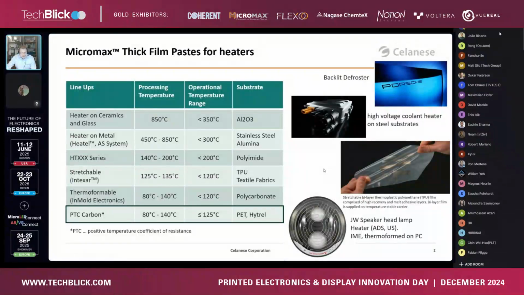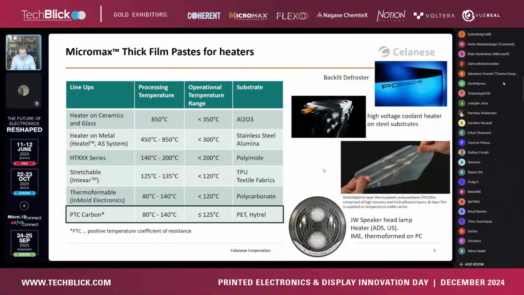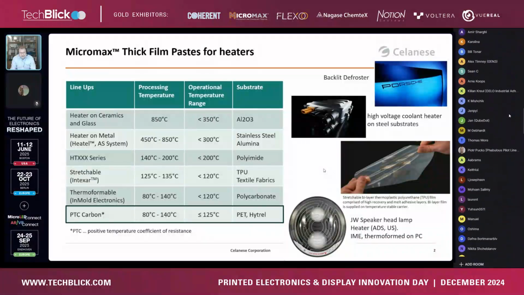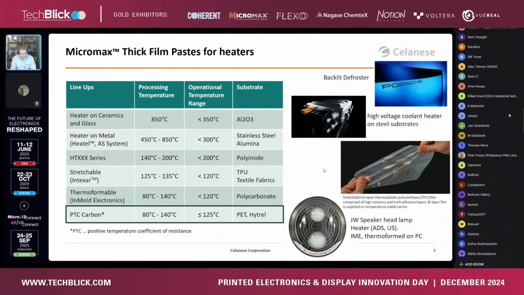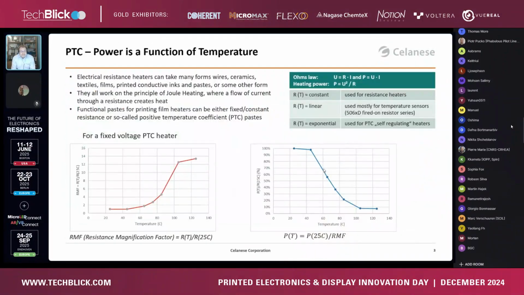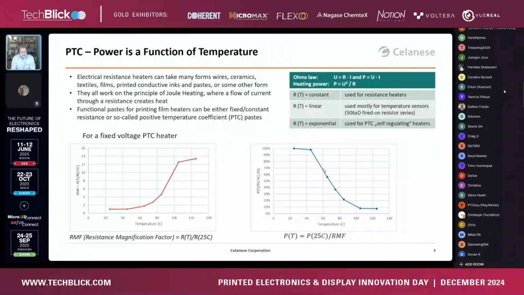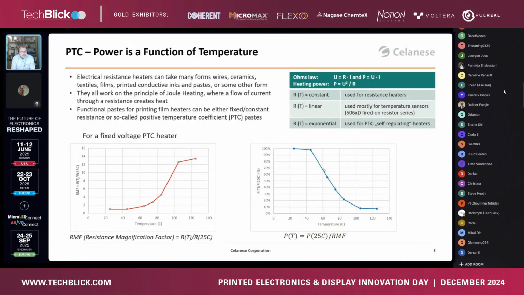And then we have had PTC carbon heaters for quite a while, but in the beginning we only had one, and then we got a high number of requests, and then we started to develop more. And I want to talk only about this type of heater today, so the PTC carbon. So first of all, I think we must say some words about the theory and the physics behind it.